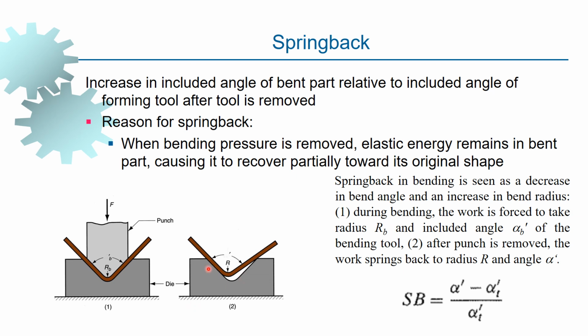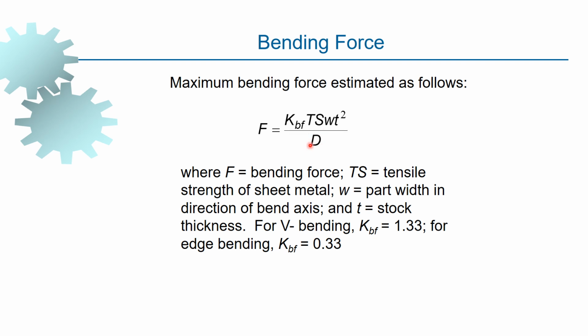This is because of the elastic energy stored by the material, and that will be restored. The material will try to come back. That's why there will be a slight spring back effect in the material itself that we can calculate using this equation. Select D here, and then we can calculate the required bending force.